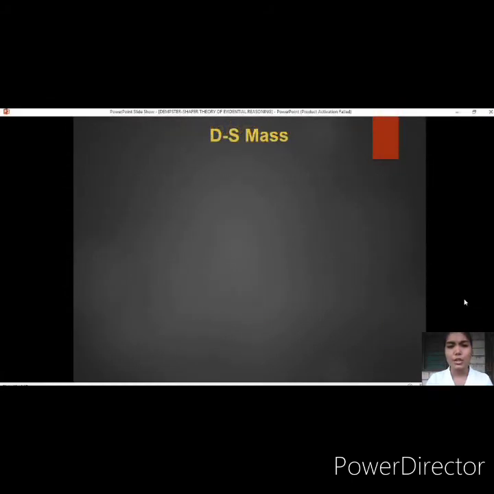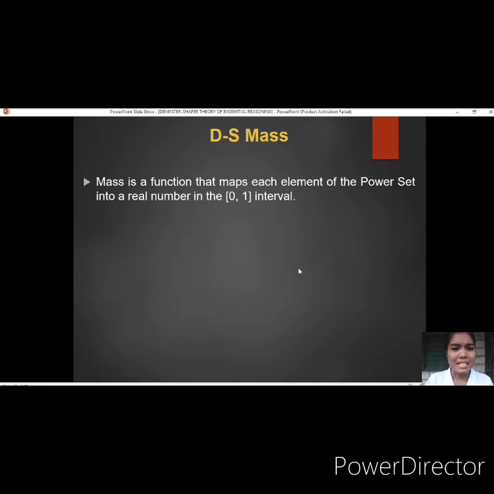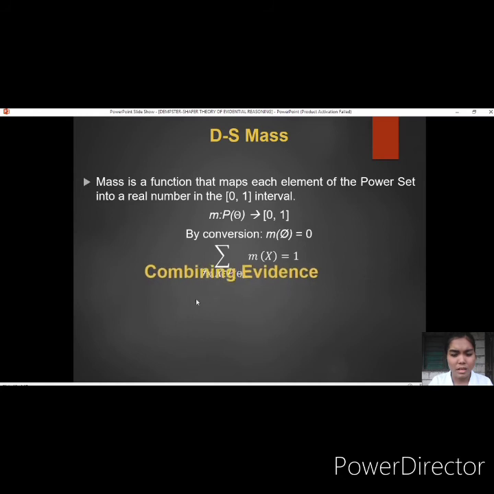Good day everyone. My report starts with DS mass, or Dempster-Shafer mass. Mass is a function that maps each element of the power set into a real number in the 0 to 1 interval. M is defined on P of theta into 0 to 1. By convention, M of null equals 0. Then the sum of M of x equals 1 for all x an element of P of theta. Then, combining evidence.